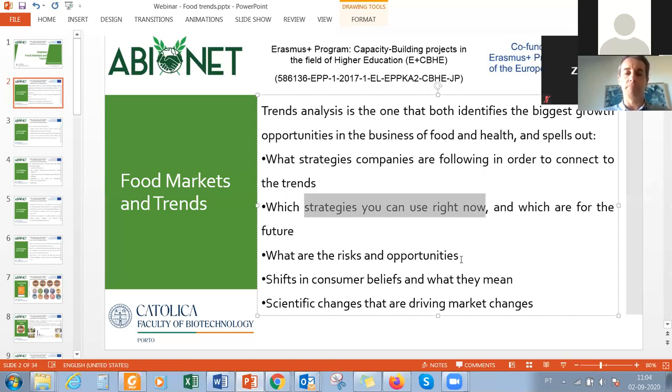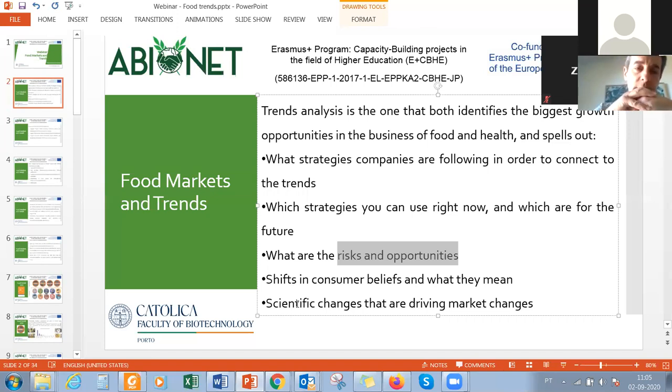So maybe trends could also allow a balance or assessment of risks and opportunities associated with different areas, and is of course a way to plan shifts in the companies according to what will be the shifts in consumers, and also what will be changes in the scientific knowledge that could in some way influence the market.